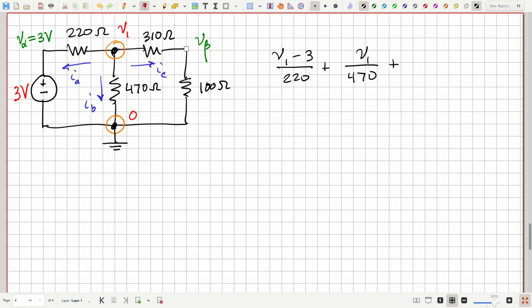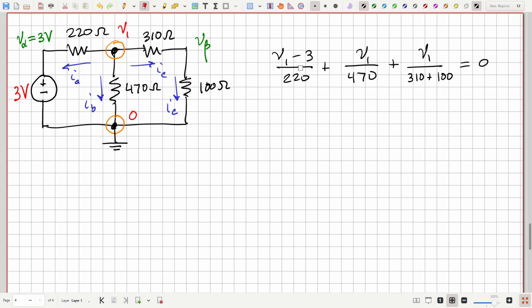But in this case, this is a trivial node. This current IC must also flow down through the 100 ohm resistor. So those two resistors are just in series, and we can write this equation for IC as V1 minus 0 over this series combination. So that'll just be V1 over 310 plus 100. And those have to sum to 0.